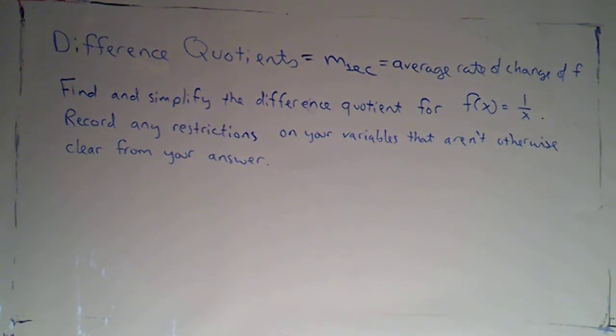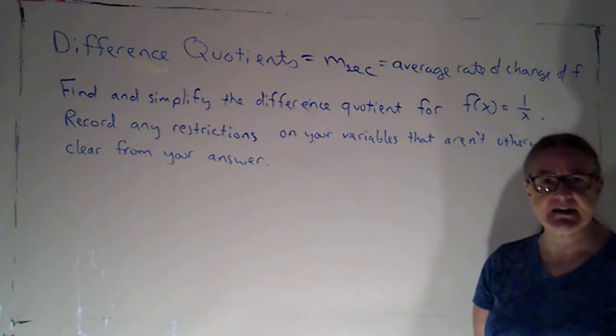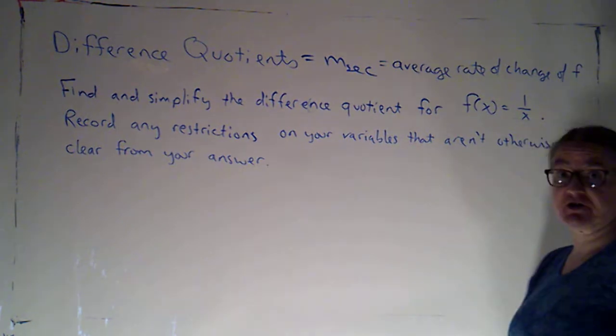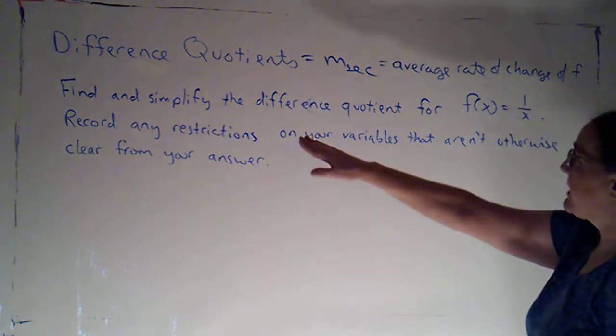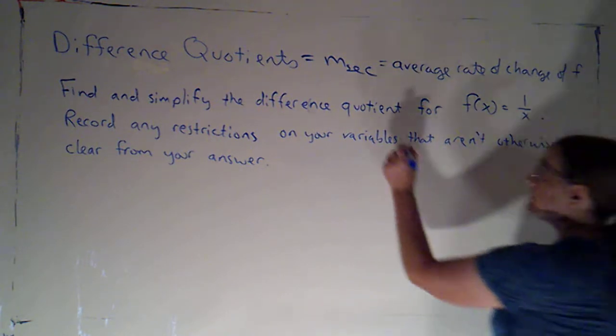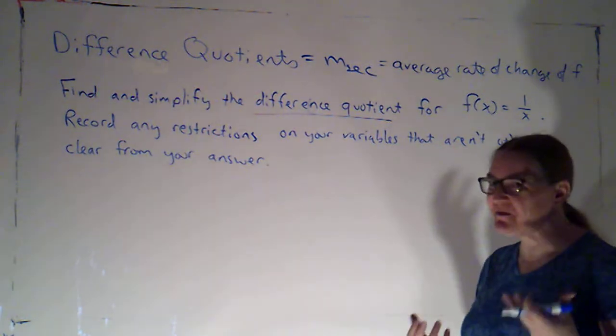Right, I've got a problem up here on the board, and I specifically wrote out the directions because I wanted you to see this is the way I'm likely to ask a question on quizzes and exams. So I say find and simplify the difference quotient for f of x equals 1 over x. So you'll notice I'm just using the word difference quotient. I'm not reminding you of what the formula is. That's going to be your job.